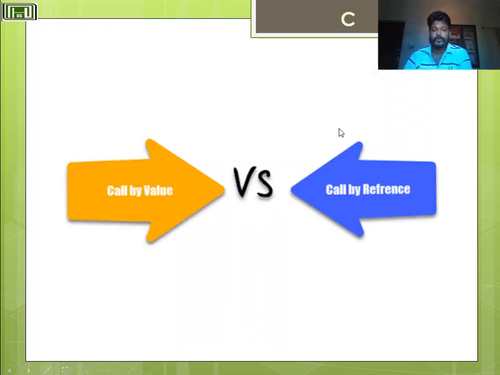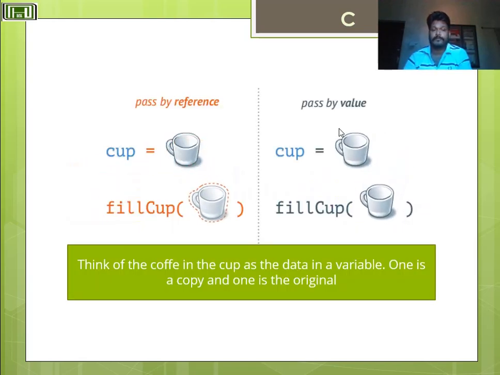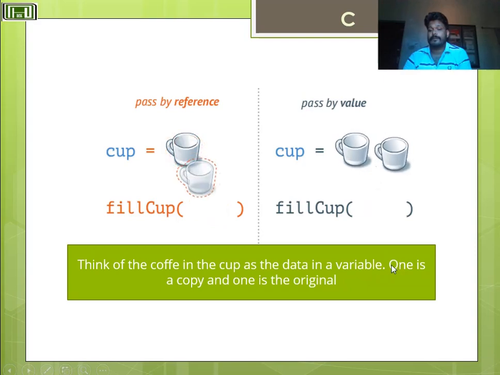Coming to one more real-time example of call by value and call by reference, the difference between call by value and call by reference. Here we have a cup of tea. This is the pass by reference method. Two cups are filled in pass by value, then one cup is filled. The fill cup function is the actual one. Then this is call by reference, that is a pointer. When this is by using value, it is like a copy of the cup, as the data in a variable. One is a copy and one is the original.